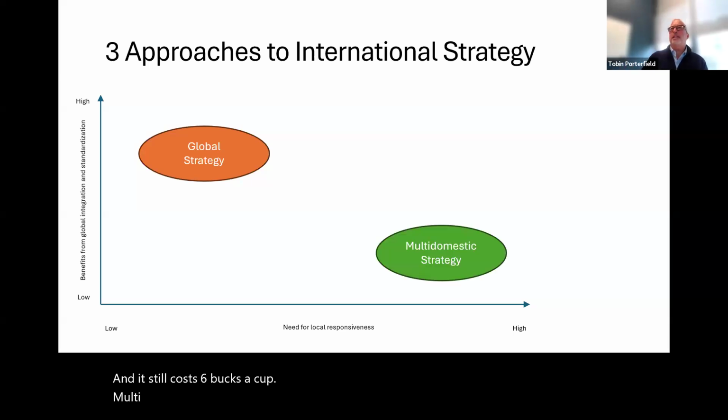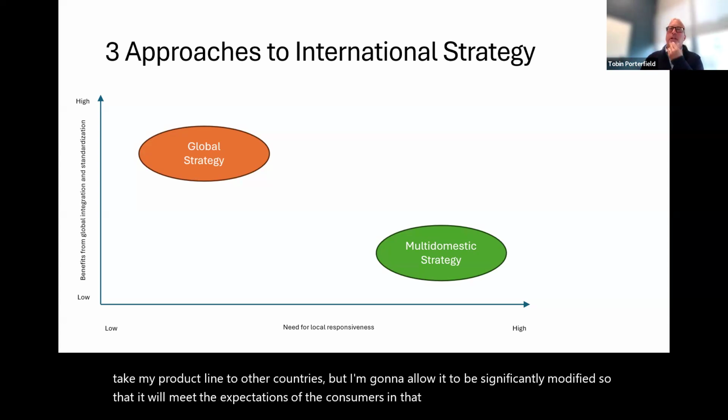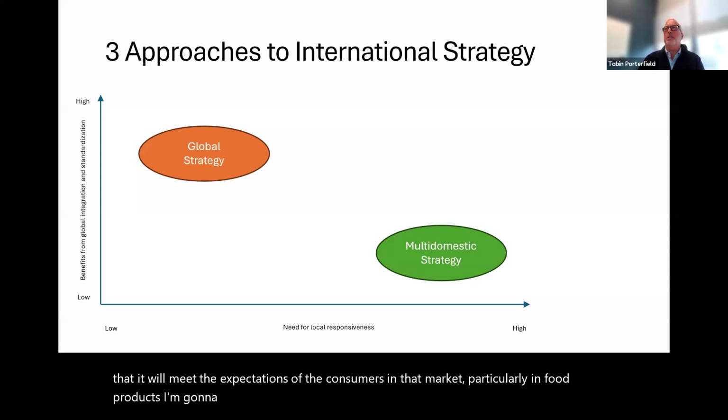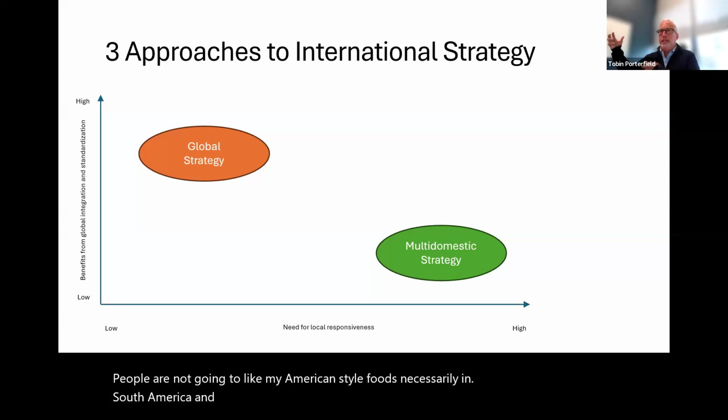Multi-domestic strategy. This is the other end of the spectrum, and this is where I'm going to take my product line to other countries, but I'm going to allow it to be significantly modified so that it will meet the expectations of the consumers in that market. Particularly in food products, I'm going to have to do this because they're really going to have to be customized. People are not necessarily going to like my American style foods in South America, in Central America, in Asia. I'm really going to have to do some modifications.